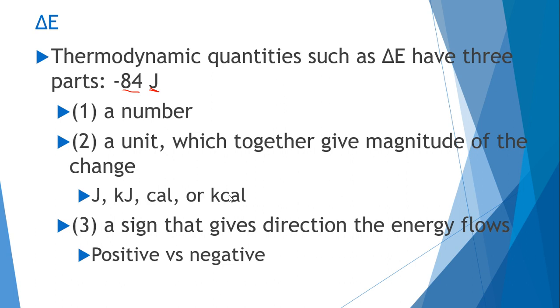The last part, which is the part people often forget about, is we usually use a sign in thermodynamic quantities. The reason we use a sign is because it shows the direction that energy is flowing. Is energy flowing into the system or is energy flowing out of the system? We typically use positive and negative values to illustrate this concept.